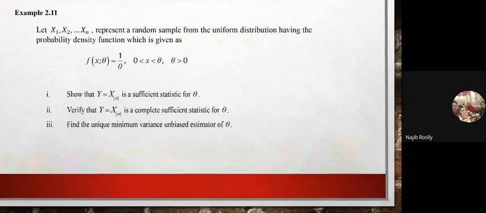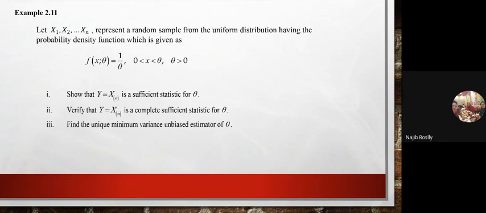Okay, so this one, we relate back to the concept of sufficient statistic, and then we need to show this one is a complete sufficient statistic. And then the last part, you want to find the unique minimum variance unbiased estimator. Okay. So normally the question, if there is no "show", it's "verify".